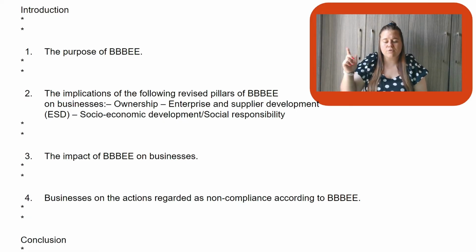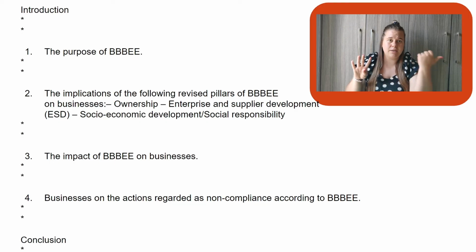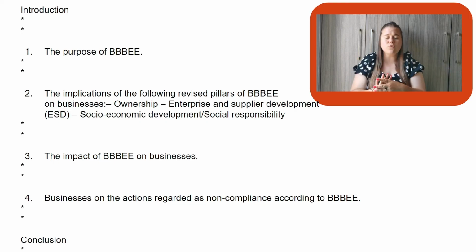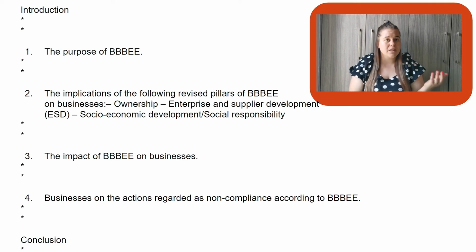So we look for introduction, something underneath, conclusion, something underneath, and then the 4 bullets that were mentioned in the question. So the 4 bullets were, have you written the purpose of BBBEE, the implications, the impact, and have you mentioned the non-compliance? If you have all 4 of those headings, it doesn't matter if there's anything underneath. If you have written all 4 of those headings out, you will get your mark for analysis. This is how we mark it.